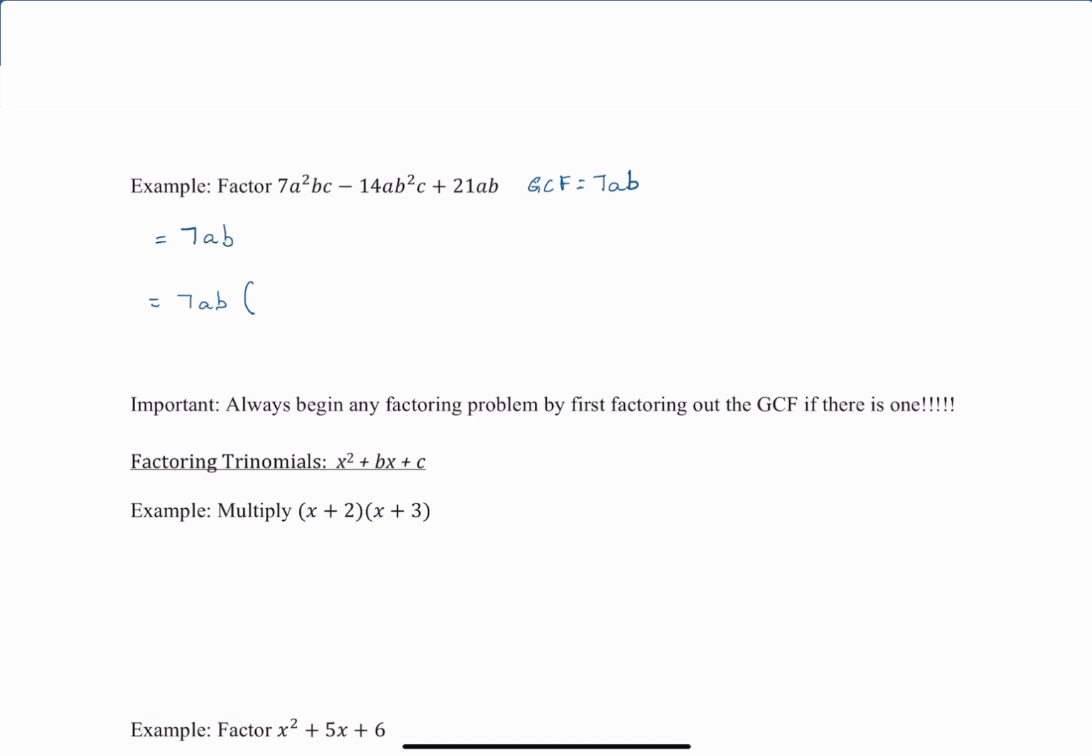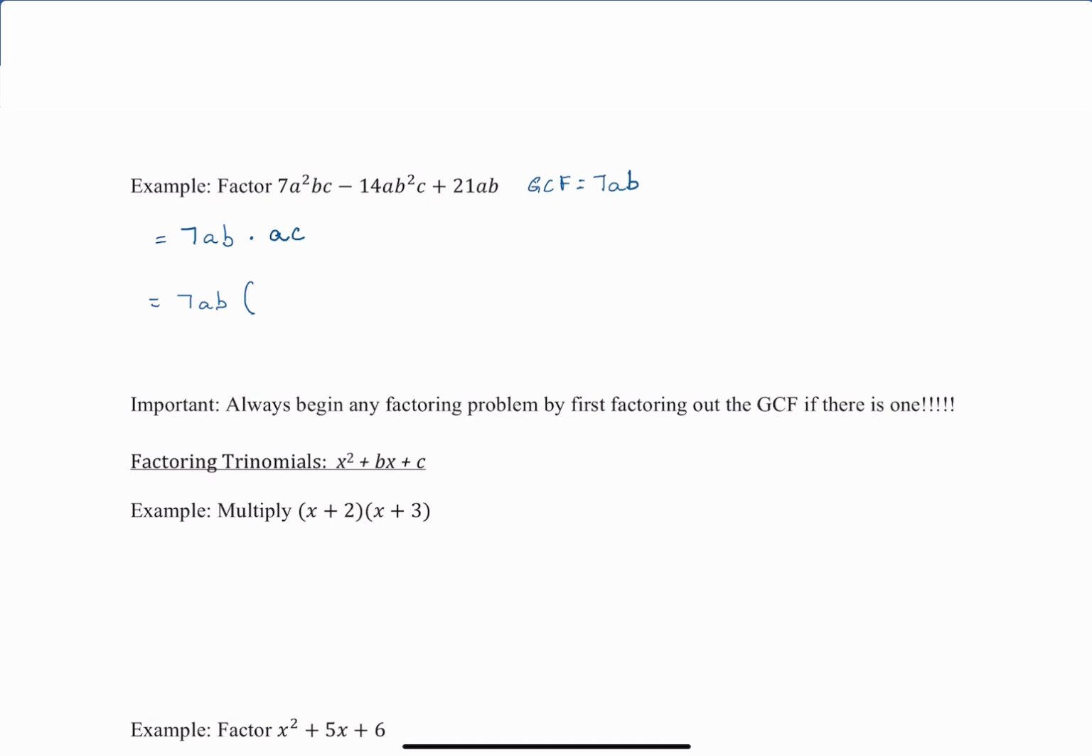So 7a squared bc can be written as 7ab times, there's one more a in 7a squared bc, and there's a c. So just to double check, if I were to take 7ab and multiply it by ac, would I get 7a squared bc? Yes, I would. So we're good so far.